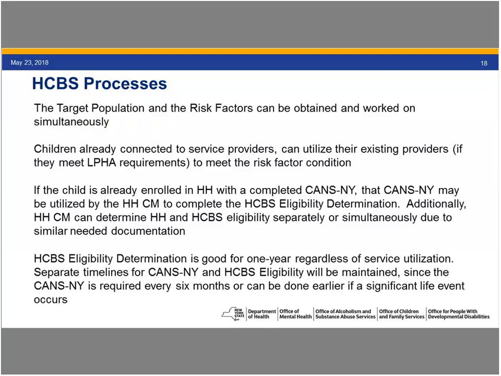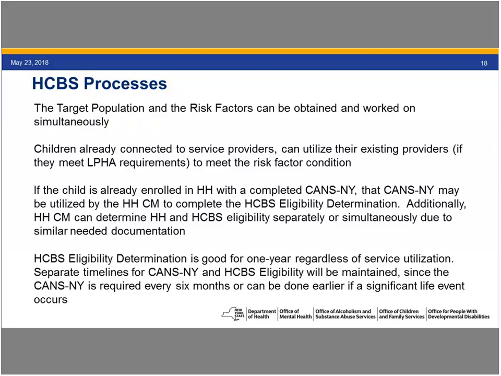If the child is already enrolled in a health home with a completed CANS, the CANS may be utilized by the health home care manager to complete the HCBS eligibility determination. You don't actually need to redo those CANS questions because the HCBS is a subset of the questions. So if you already have completed the CANS and your CANS is active, then you can utilize that existing CANS. And additionally, the health home care manager can determine health home and HCBS eligibility separately or simultaneously because documentation is very similar. So if a net new child in Medicaid comes to the health home, the care manager can determine eligibility for health home and HCBS simultaneously, or they can do it one step at a time depending on the needs of the child and family.